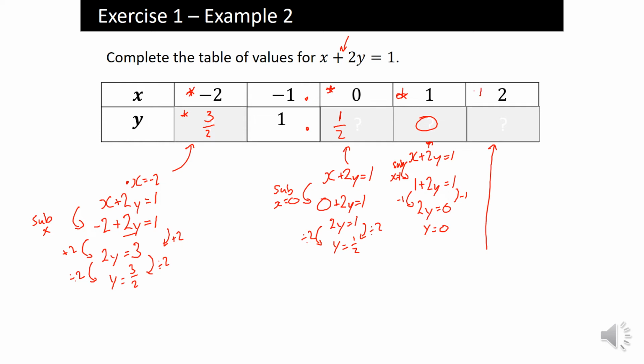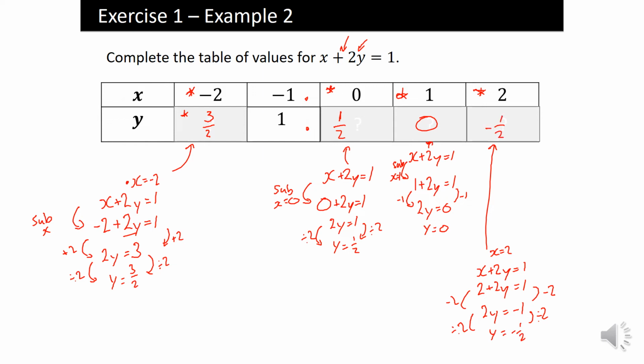Last one, x equals 2. And we've got our equation x plus 2y equals 1. So each time just using the equation of the line to work out the y coordinate. So we've got 2 plus 2y equals 1. So it's minus 2 from both sides because we're trying to get y on its own. So we've got 2y equals minus 1. Divide by 2 gives us y equals minus a half.